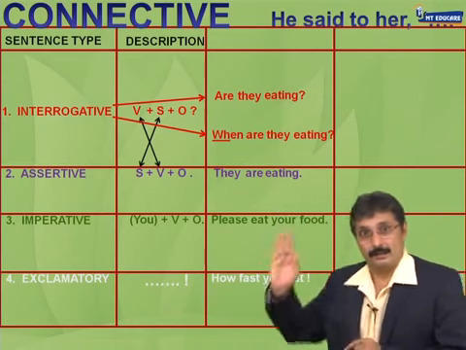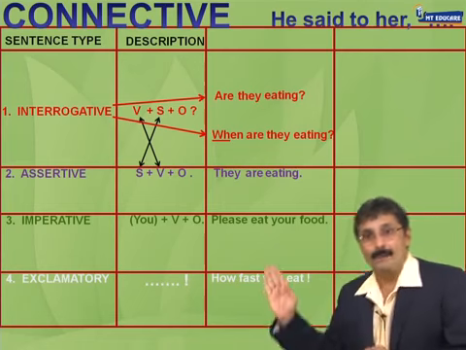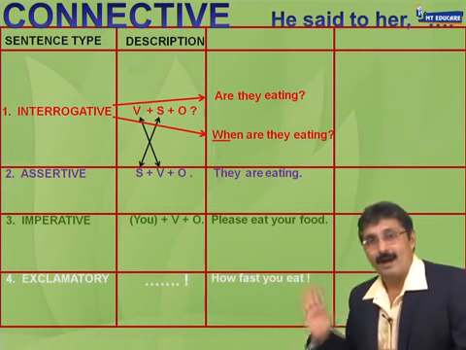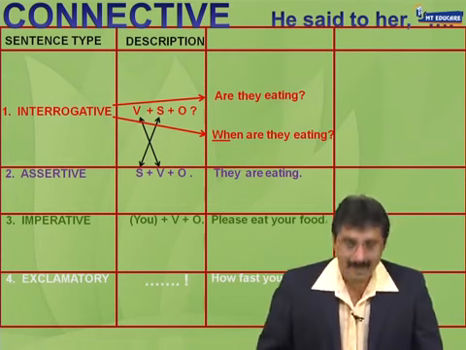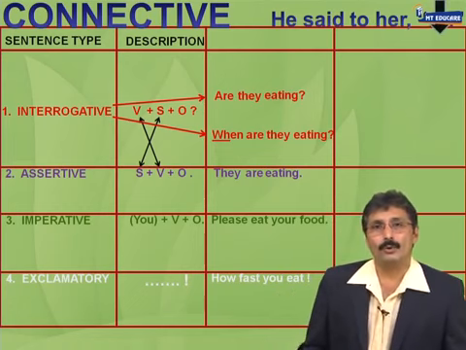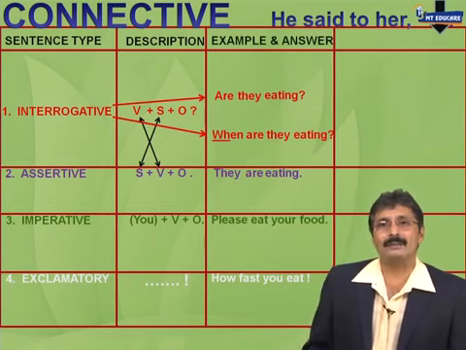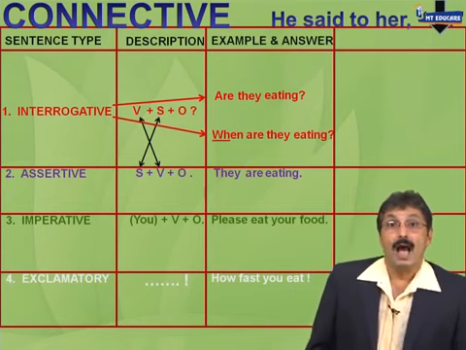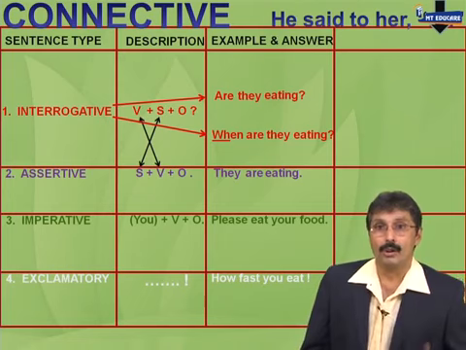Sentence number 3, they are eating. Sentence number 4, please eat your food. And sentence number 5, how fast you eat. Right? These are my 5 sentences, and what we are going to do is change from the direct to the indirect speech, and you will be told the rule.